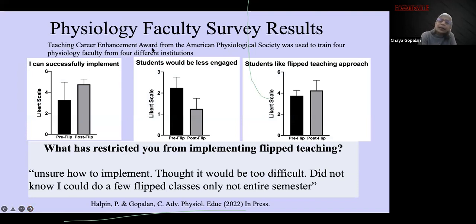And then another grant to train physiology faculty from the American Physiological Society, where survey data showed "I can successfully implement," is what the faculty showed. "Students will be less engaged" is where that went down. They would be more engaged, is what you have to get out of this. "Students like flipped teaching approach" went up. And what restricted you from implementing flipped teaching is where they said, we didn't know how to do it. So this paper is in the press and should be coming out soon.